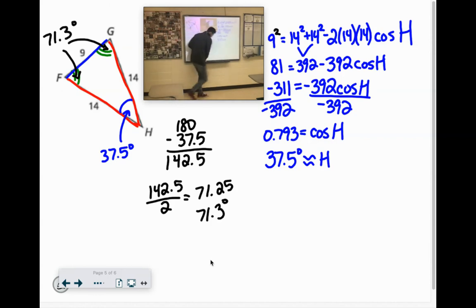Now I know that if you added those three angles up now, it would be 180.1. That's okay. We were going with estimates. We were doing the rounding. That's fine. All right, so give it a whirl.